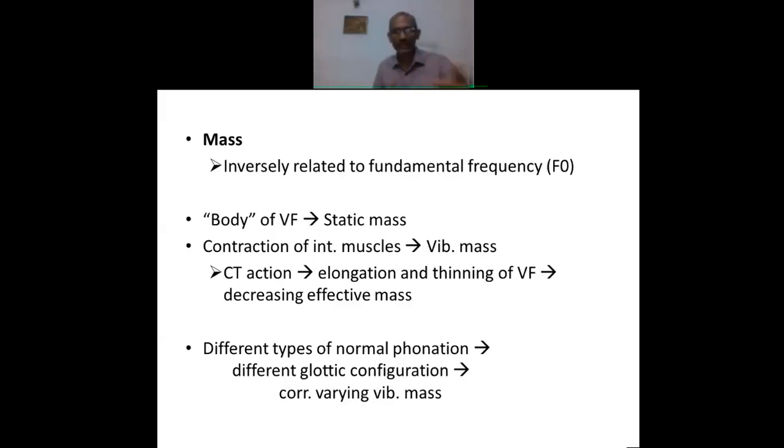And specifically, I've put here again the cricothyroid action, which has the effect of decreasing the mass. If you remember the cricothyroid action, I told you to visualize the vocal fold becoming like a knife. So the cricothyroid action is to make it like a knife, which means the effective mass is decreased, which would mean, of course, if you go back to the first statement, the F0 frequency would increase. So the effect of cricothyroid action is to increase the pitch, especially in the fine tuning of high pitch. So in different types of normal phonation, there are different glottic configurations which correspondingly vary the vibratory mass and create the effect needed.